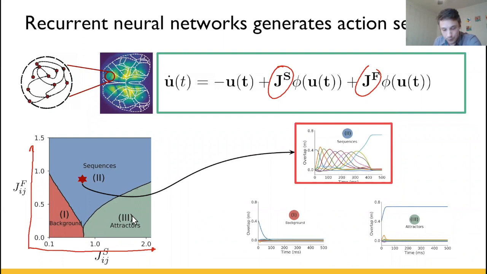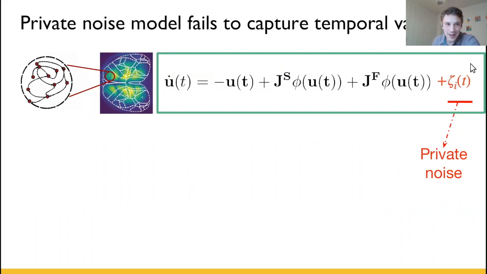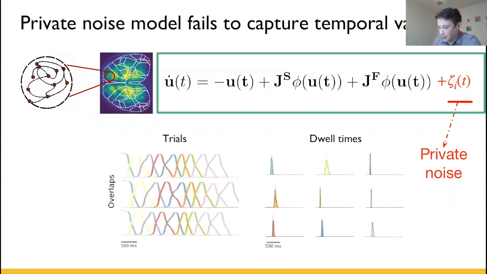In the sequence regime, which is the one interesting for our case, we have the appearance of different states in a stereotypical fashion. So they always appear and go, but the duration of these states is always the same. There is no variability. And here is the less direct step of the analysis: if you try to stretch the temporal variability of these models, you find that it's hard and counterintuitive. By injecting, for example, private noise in the equations, you'll see that the trials are still very stereotypical and the dwell time duration of each state is always the same, it is a delta. There is no temporal variability. You have fixed sequence generation, but zero temporal variability.